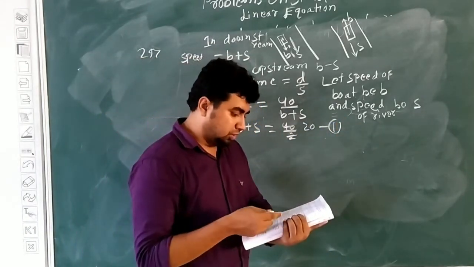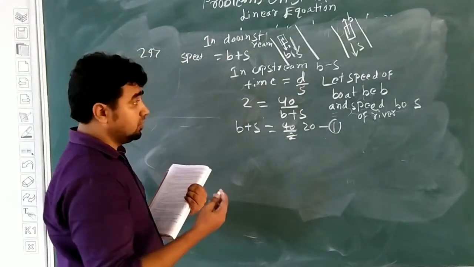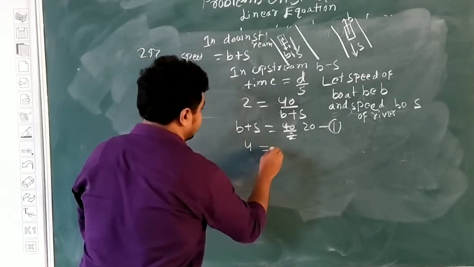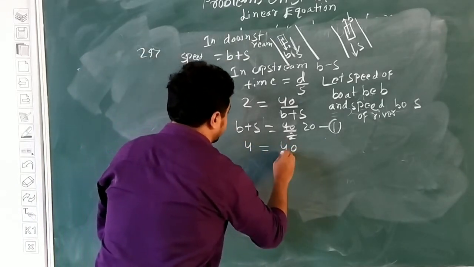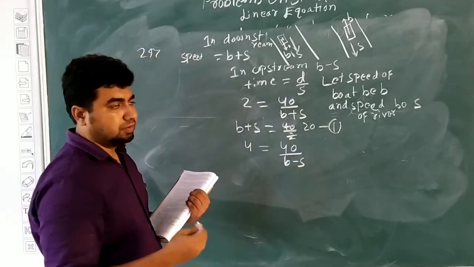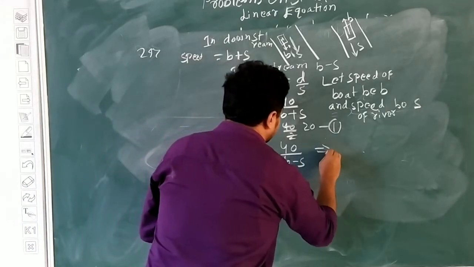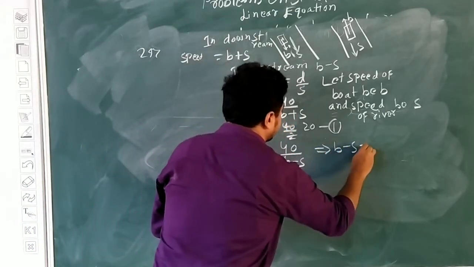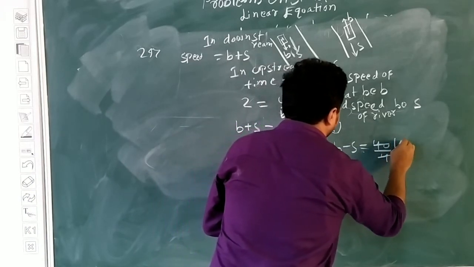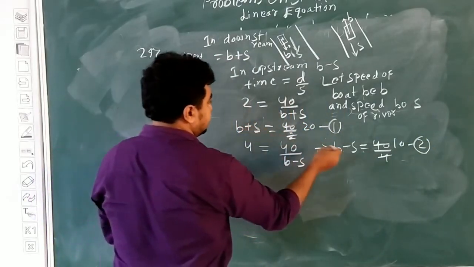Now when the boat returns, it is going upward. Now it is taking 4 hours. As we know that in upstream the time will increase. So 40 divided by v minus s. In this question in upstream it is taking 4 hours. Now we can write it as v minus s will be equal to 40 by 4, which is equal to 10. This is equation 2. v minus s is equal to 10.